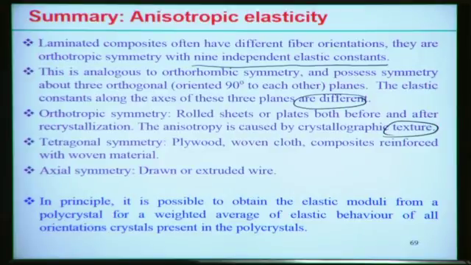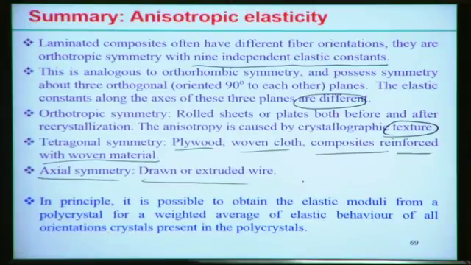Tetragonal symmetry we observe in plywood, woven cloth, composites reinforced with woven cloth, where we can find the tetragonal symmetry. So accordingly, when we try to analyze the anisotropic behavior, we can introduce the constants by looking into the tetragonal symmetry of this specific structure. Axial symmetry we observe in the case of extruded or drawn wire. So this is specific to this type of metal forming process.